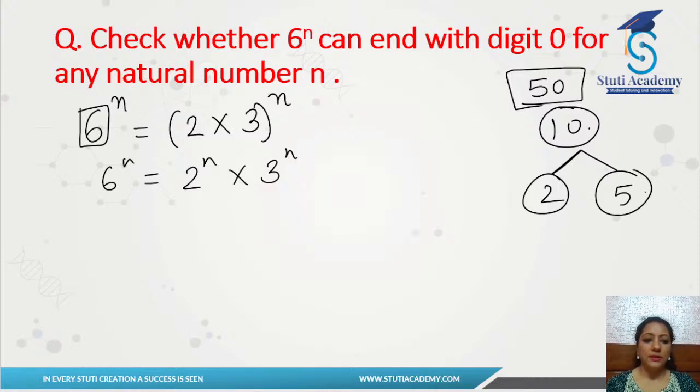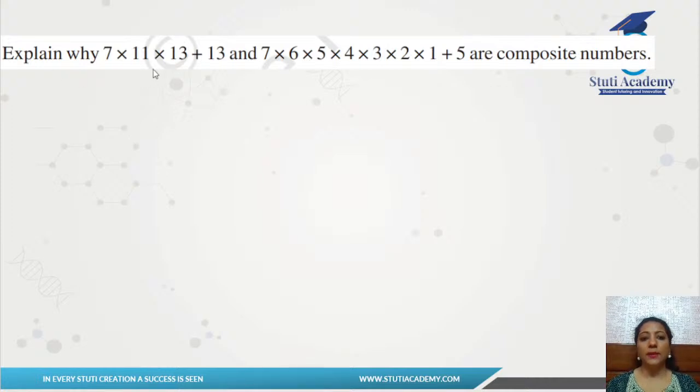Okay, now let us proceed. Coming to the next one. This one is also very simple. I've just discussed composite numbers and prime numbers with you, so I'll quickly revise the same. Prime numbers are those numbers which have only 2 factors, 1 and the number itself. Composite numbers are those numbers which have more than 2 factors.